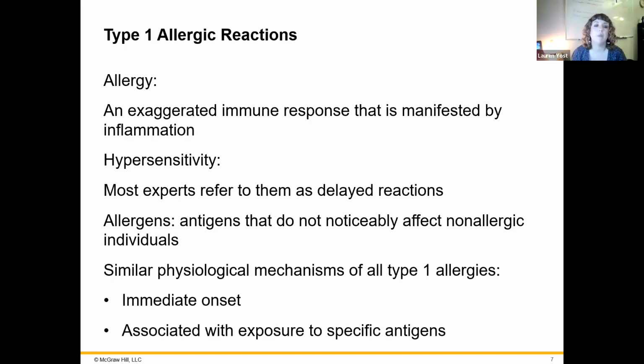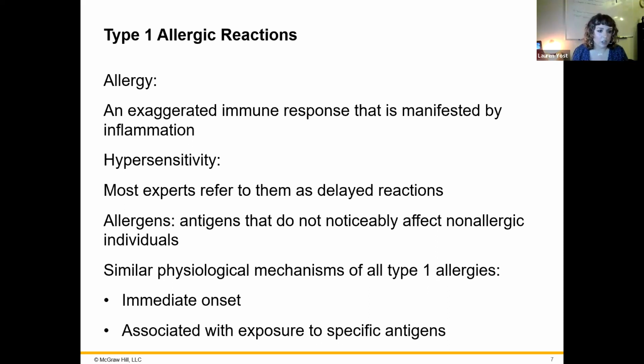Starting with type 1 allergic reactions, these are going to be our allergies. There'll be an exaggerated immune response to some specific antigen that we shouldn't be having that sort of response to, and it'll be manifested by inflammation. We'll consider something an allergy if you are having that type of reaction to something where most people do not. That is how they would compare it.